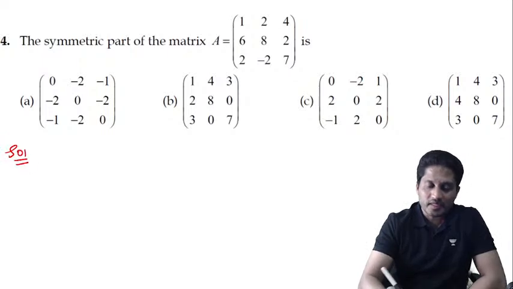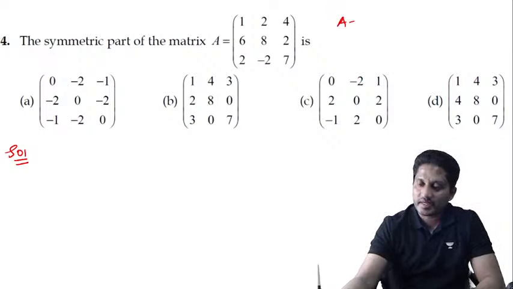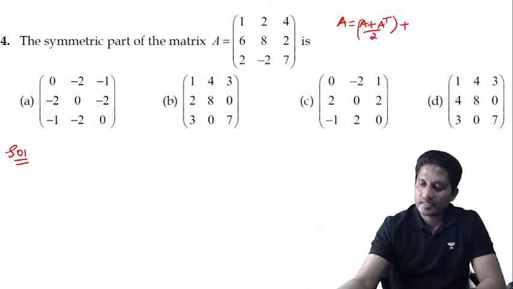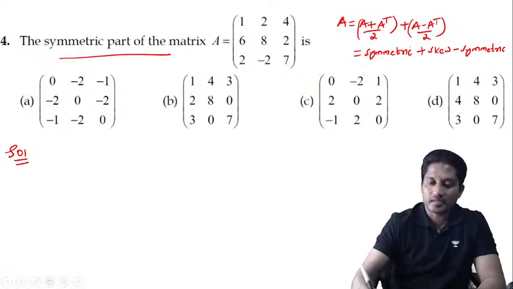Okay, question number 4. I'm supposed to find the symmetric part of the matrix. Anyways, you have done this in boards, that any matrix can be written as the sum of a symmetric plus a skew symmetric: A plus A dash by 2, plus A minus A dash by 2. A plus A dash by 2 is symmetric, and A minus A dash by 2 is skew symmetric.